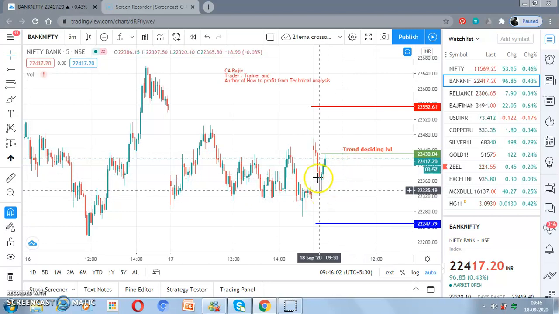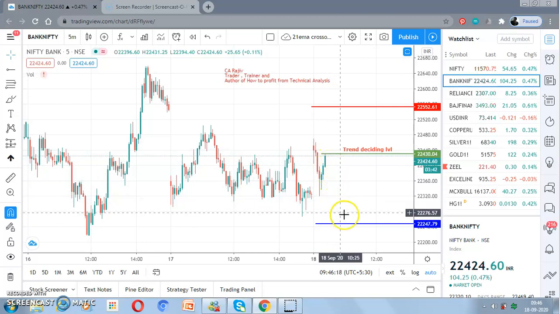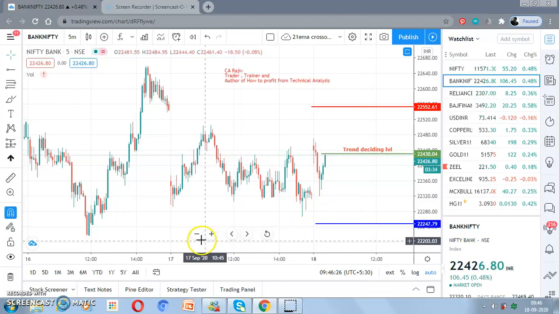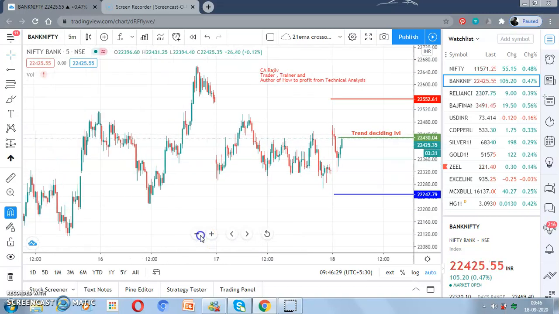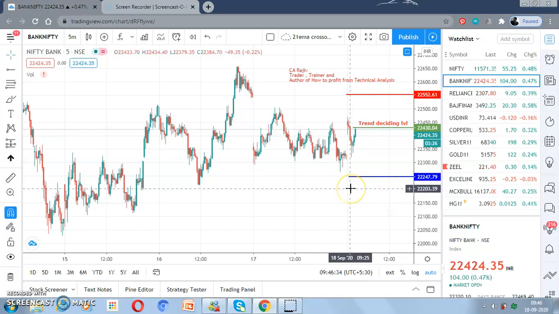On the lower side, if you are observing at 9:45 a.m., the Bank Nifty is trading below the trend deciding level. So in case the downward movement continues, then on the lower side the first level is 22,250, and subsequently we can target nearer to the previous low, which is 22,200. So these are the two levels for the Bank Nifty.